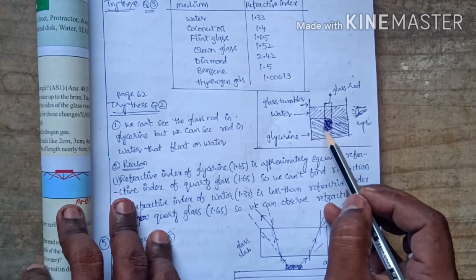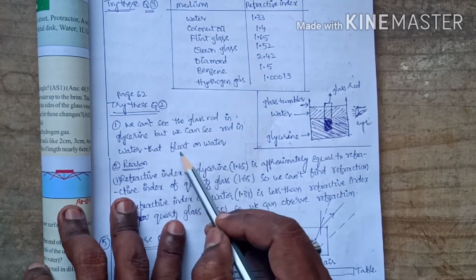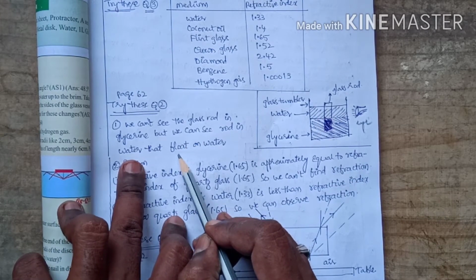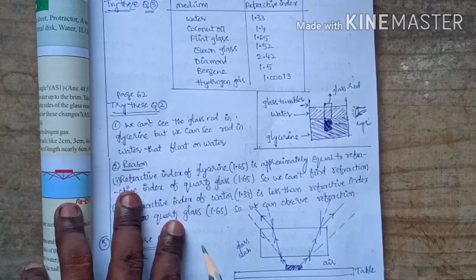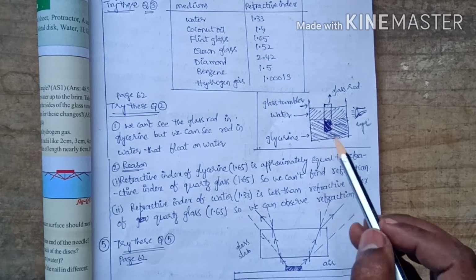Means in the glycerin we can't observe the glass rod. In the water we can observe it, which means the glass rod floats on water. That is the answer for that. Next question, what is the reason for this? This is the second question.